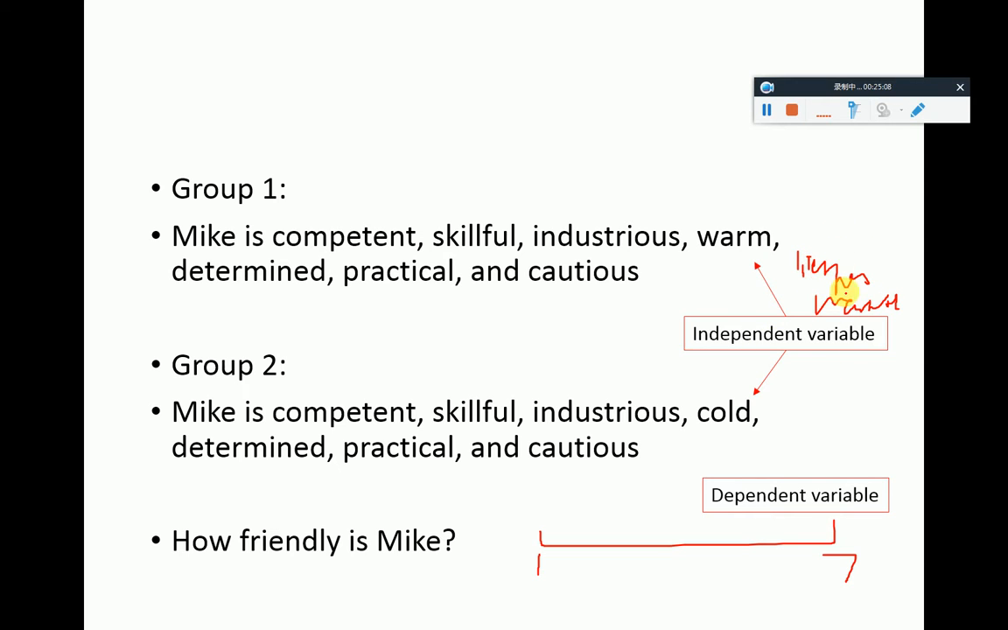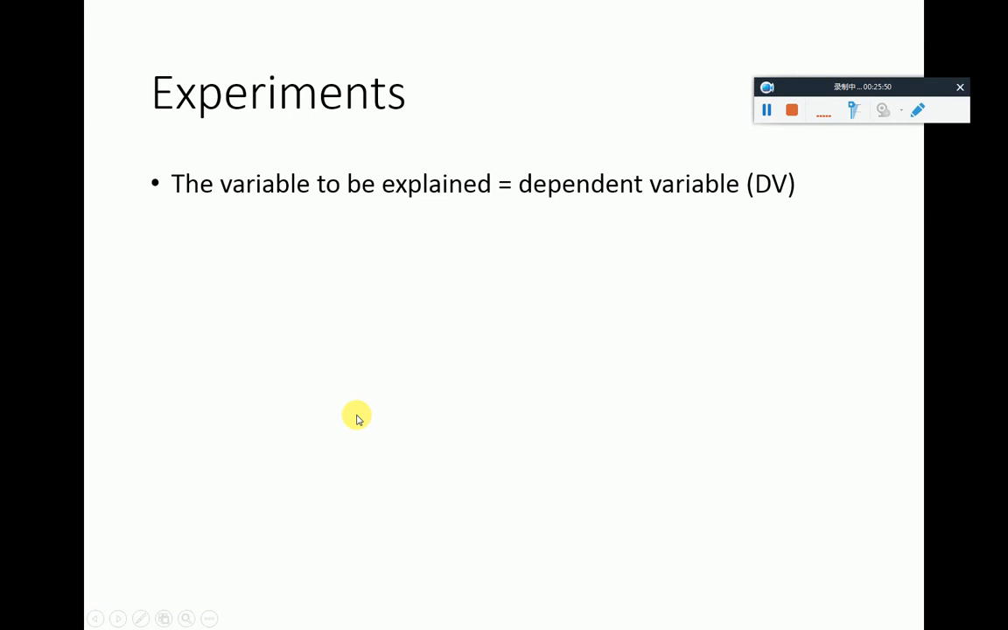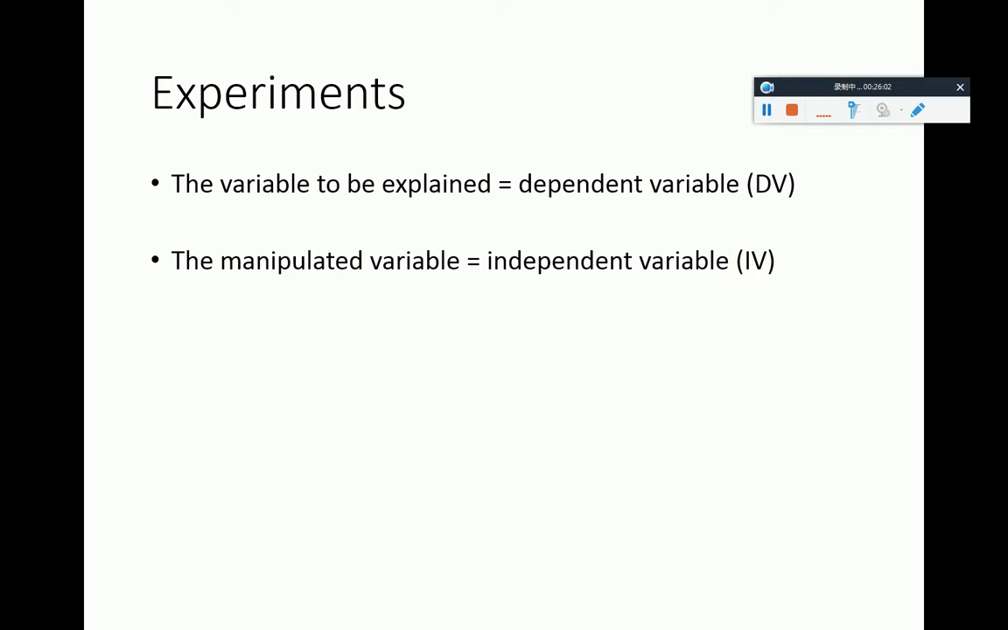And instead of measuring this variable as we would in a survey study, we manipulate this independent variable, the variable that represents the presumed cause, to make it take either this value or this value, and see by taking different values whether this variable will result in any changes, that is, the intended effects that we hoped to observe. Okay, so this is the idea of conducting an experiment. So we just said the variable to be explained we call dependent variable, or DV as a shorthand, and the variable that is manipulated and represents the presumed cause we call independent variable, or IV.